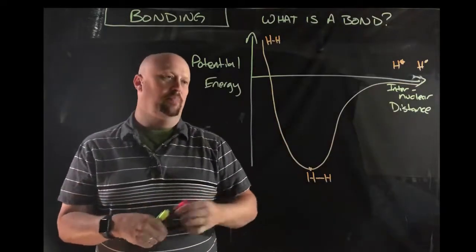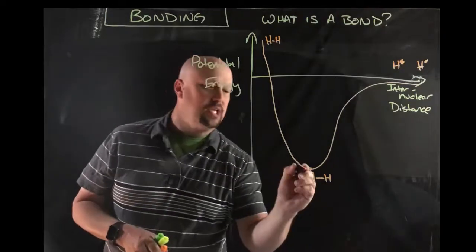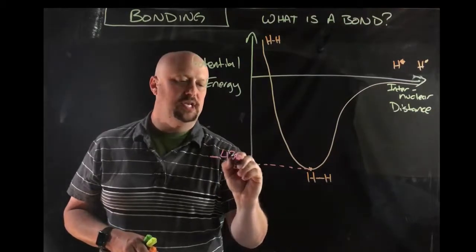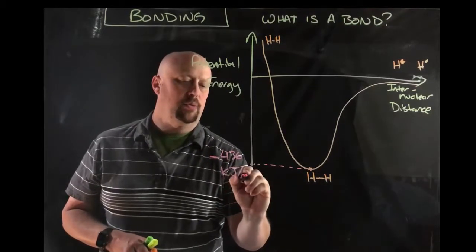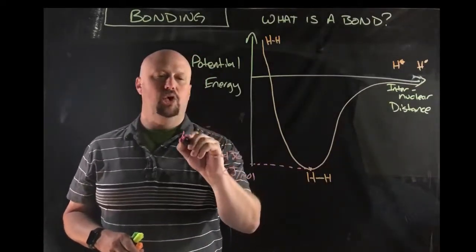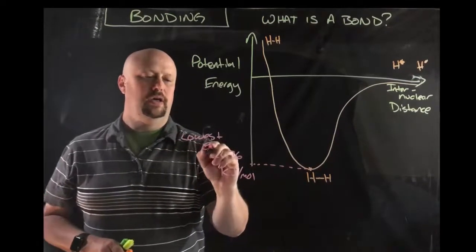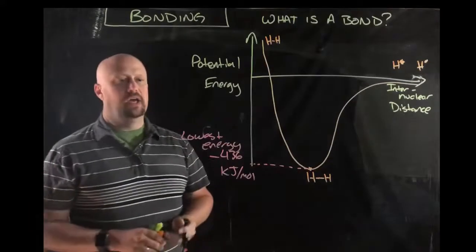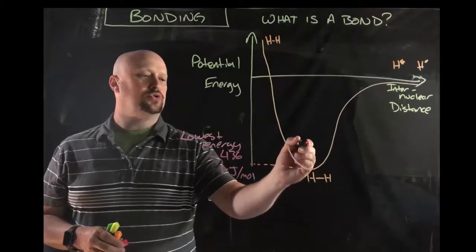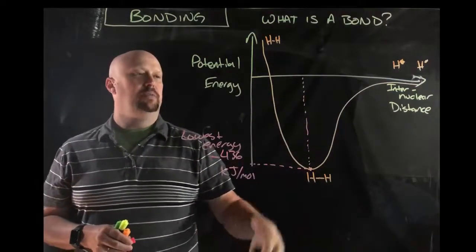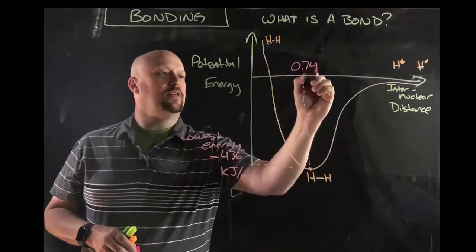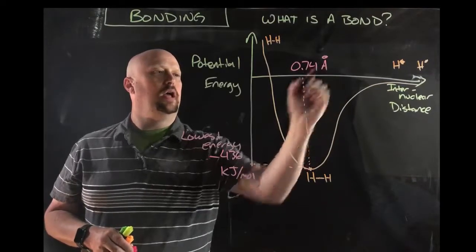Now, here's why this is important, because at this point, which is the lowest energy state, this is negative 436 kilojoules per mole. You don't need to memorize that number or anything, but what is important is that it is the lowest energy. Okay, lowest energy means that's the point where that bond is going to happen. Now, up here, if we also drew ourselves a little line up to the x-axis, then let me make sure that I get my number correct. I would get a distance of 0.74 angstroms.